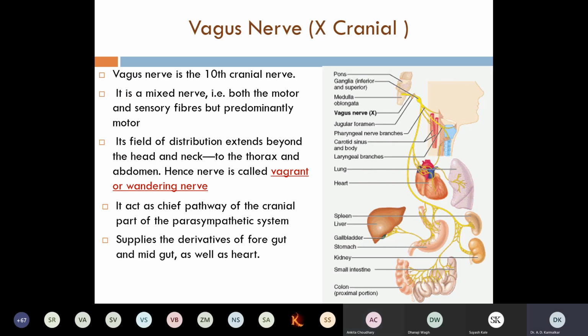Okay. So vagus nerve, which is the 10th cranial nerve, is a mixed nerve. We know when we say mixed nerve, it has both motor and sensory components. But if you see here, it is predominantly motor. The motor component is large compared to the sensory component, and this nerve is called the vagrant or wandering nerve. Why is it called so?